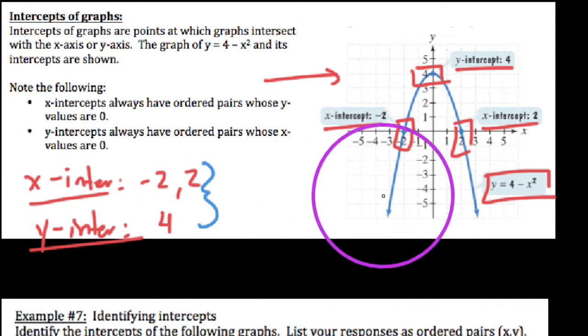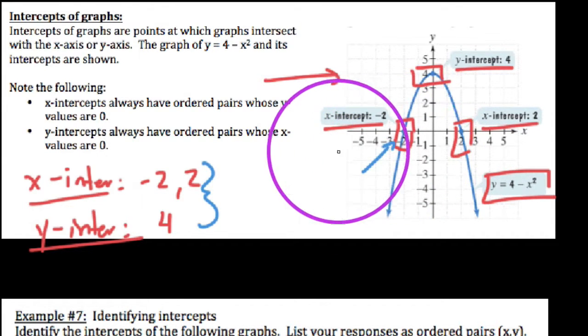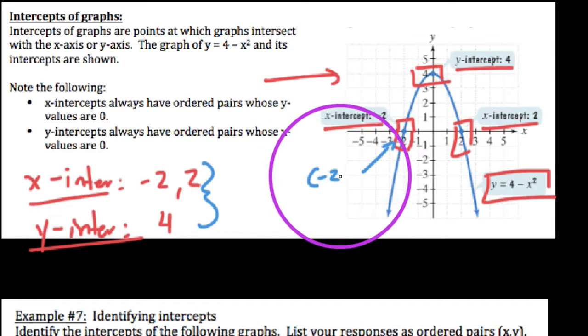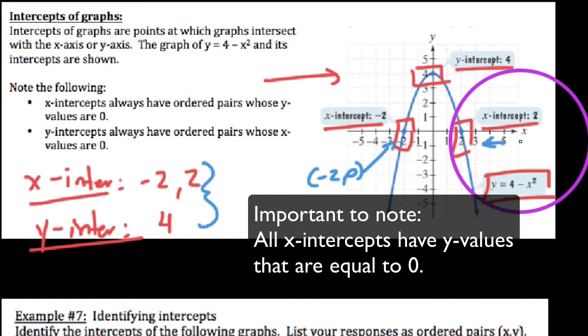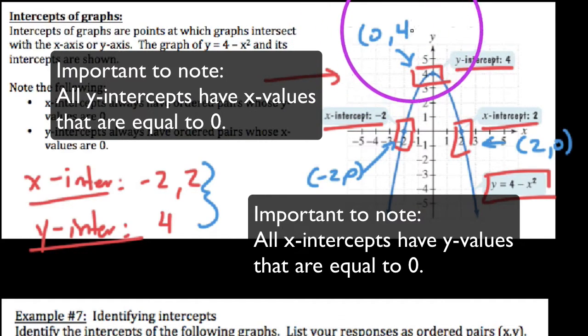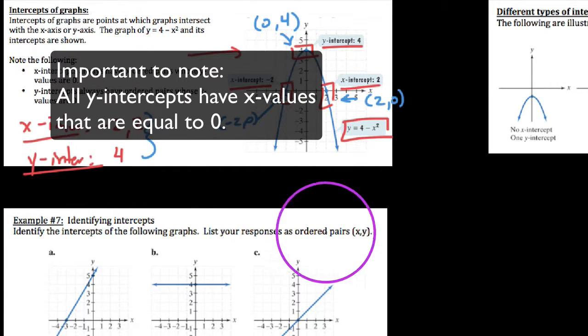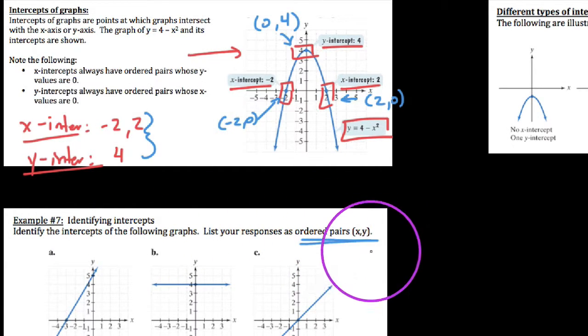But what I'm going to say is that it's most often appropriate to write an intercept as an ordered pair. So not only would I just write this as -2, I would say that this is the point -2, 0, and this is the point 2, 0, and this point up here would be left and right none, but up 4, okay? So really quickly, let's go ahead and see, could we identify the intercepts for the following graphs and list our responses as ordered pairs x, y?